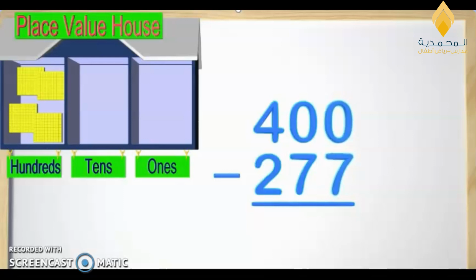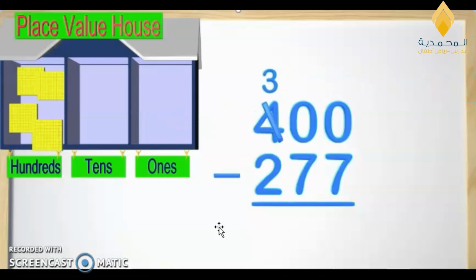We start subtracting from the ones place. Can we take away 7 from 0? We cannot do it. Look at the place value house. There are no numbers here. This is 0, right? 0 ones. Look, then move to the tens place. Can we take anything from the 0? Can you see the place value house? No, there is nothing in the tens place. Then from where should we borrow? Yes, from the hundreds place, which is 4.